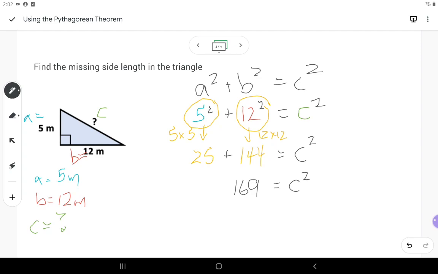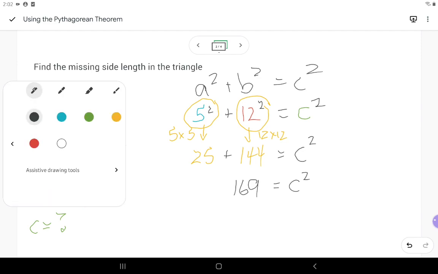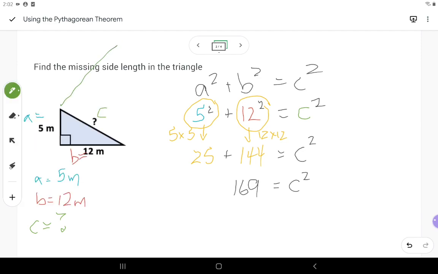Now, I'm almost finished. The problem is I've been given c squared. So if I think about the area of this square, the area of the square is 169 centimeters squared, because I've found the area of a and the area of b, and I get the area of c. But I wasn't asked to find the area. I don't care about c squared. I want what c is by itself.